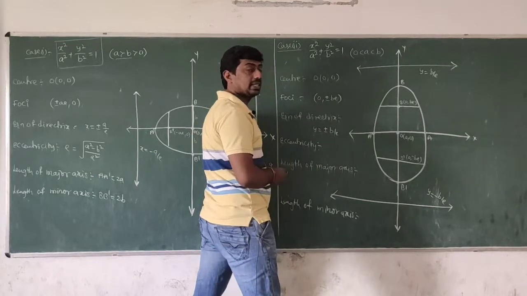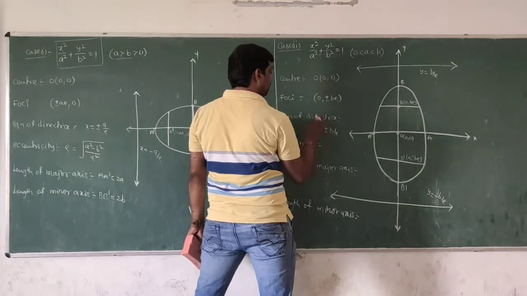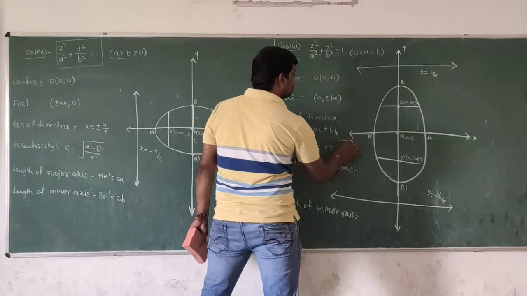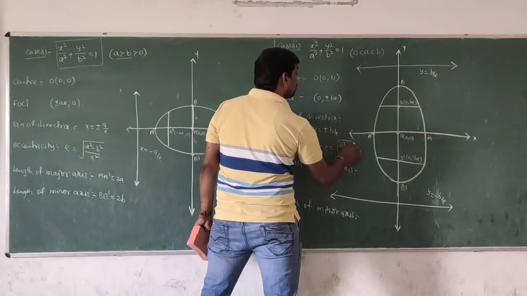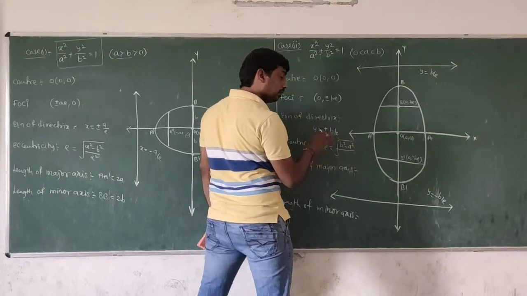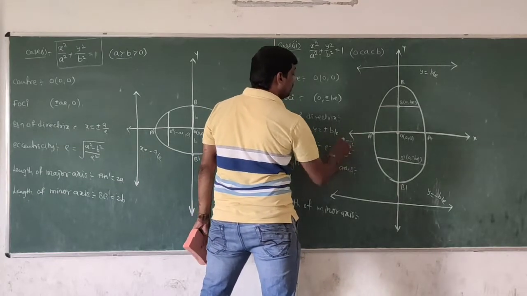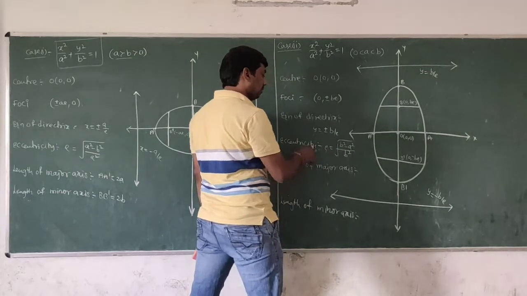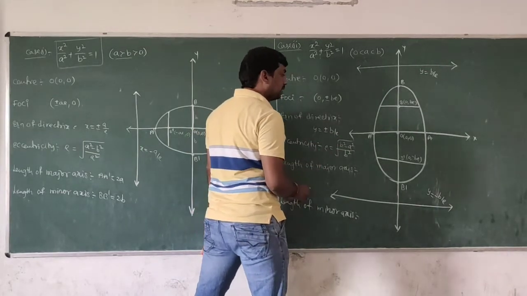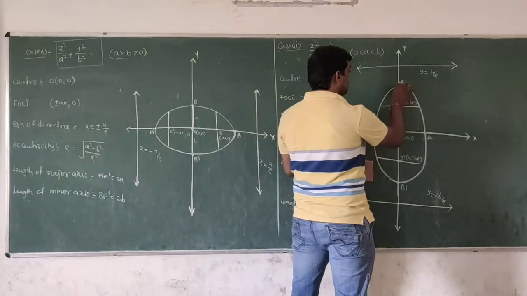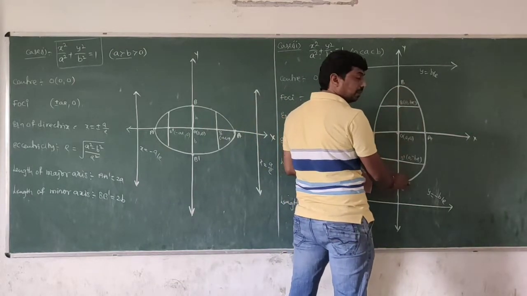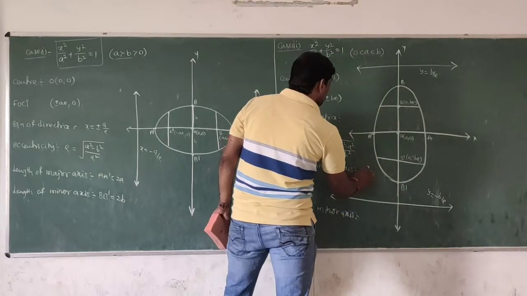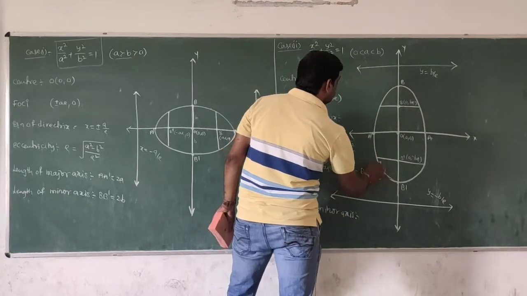Next, eccentricity. Here, b is greater, so e equals the square root of (b square minus a square) by b square, because the greater one lies in the denominator. Length of major axis: in this case the major axis lies on the y-axis, so the major axis b dash equals 2b.